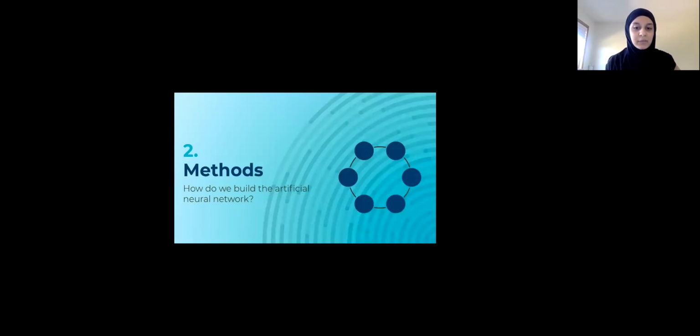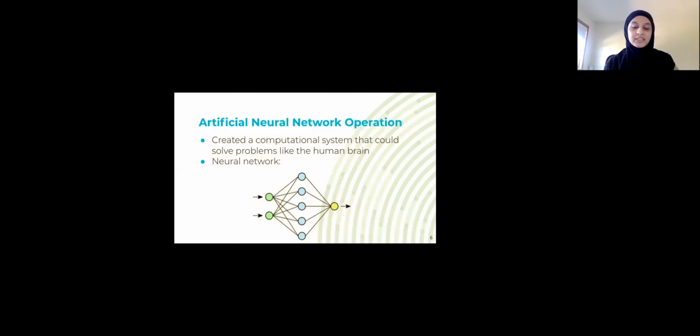So how do we build an artificial neural network? Well, to preface, the original goal of the neural network approach is to create a computational system that can solve problems like a human brain. A simple neural network includes an input layer that you see in green, an output or target layer in yellow, and in between a hidden layer in the blue. The layers are connected via nodes, and these connections form a network, or the neural network of interconnected nodes.